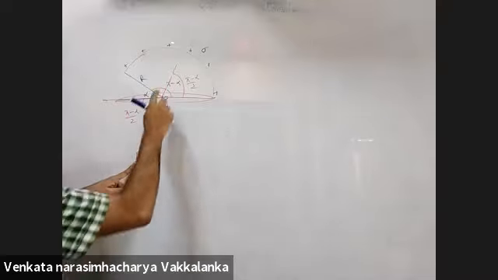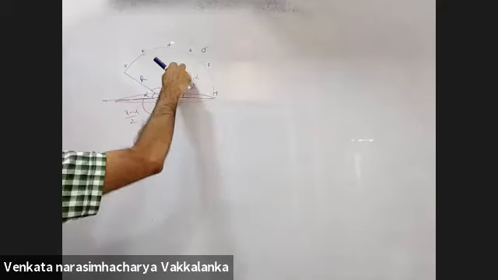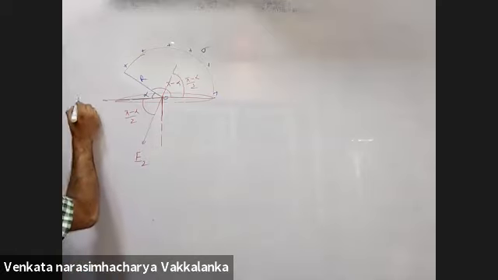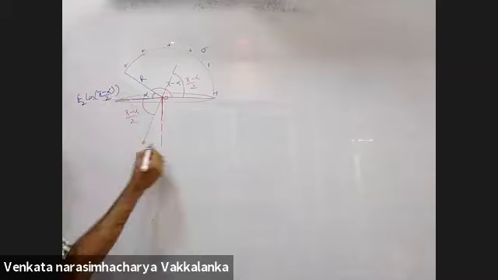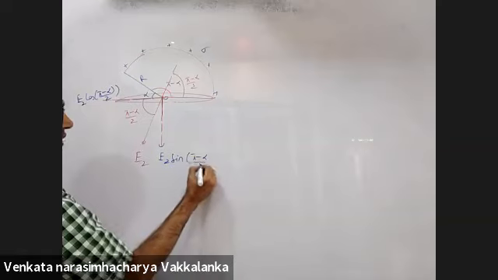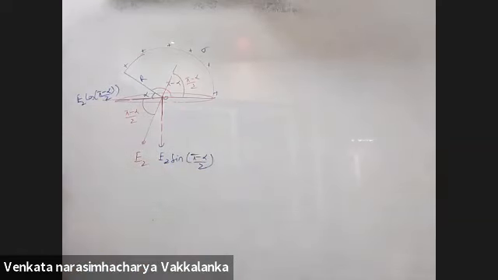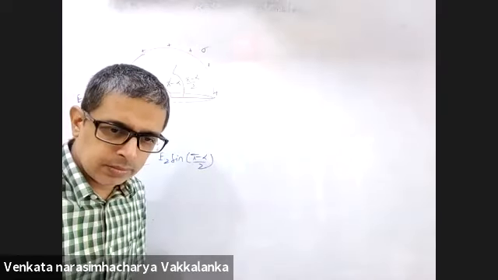So far, so good. Yes or no? This E2 will be along the angle bisector by symmetry. If this part is taken, E2 will be along the angle bisector. So the components are E2 cos of pi minus alpha by 2 and E2 sin of pi minus alpha by 2. So far, so good? Yes, sir.